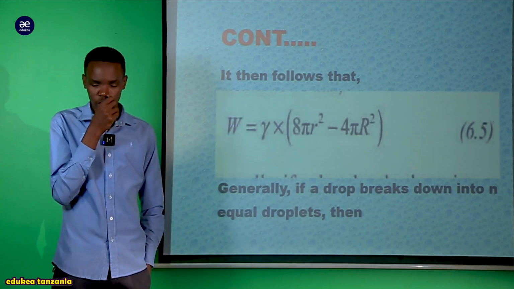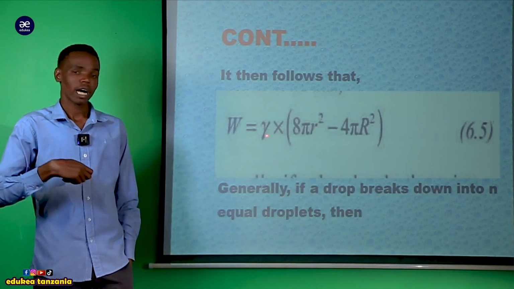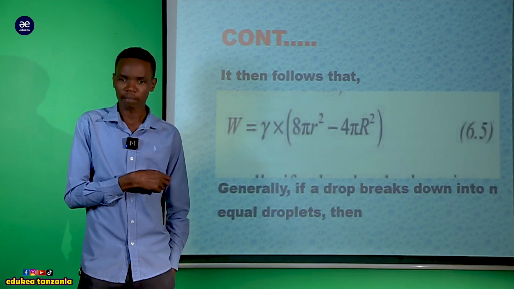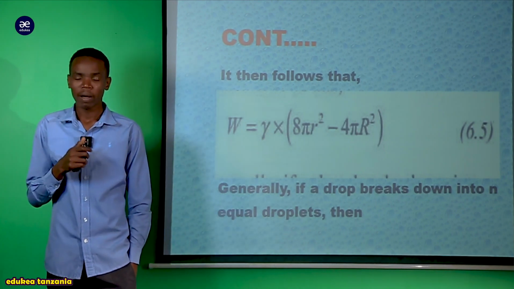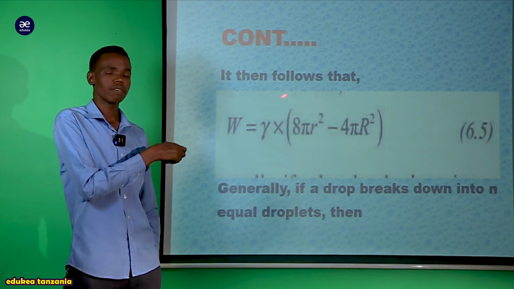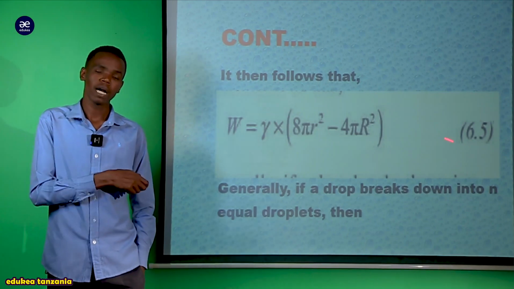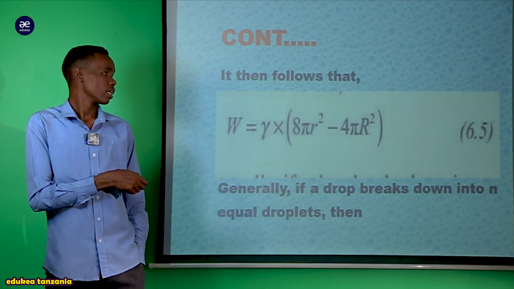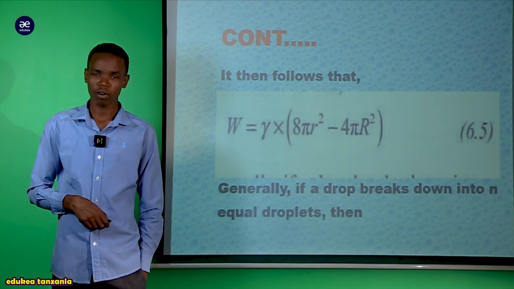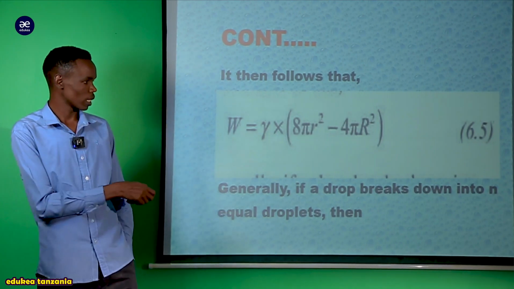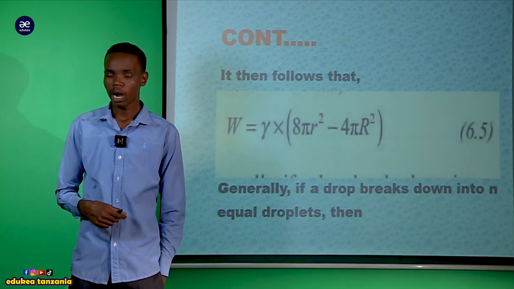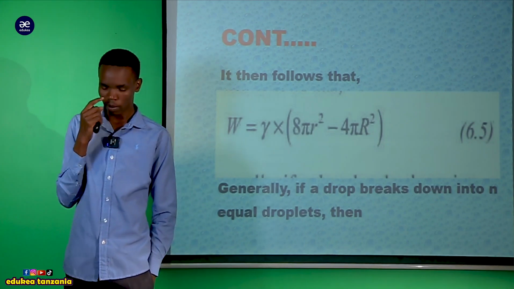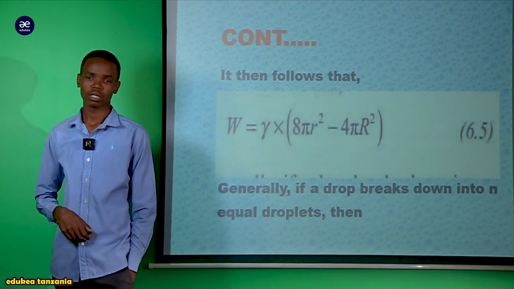Now finally we should conclude by saying that the work done or the surface energy must be equal to the surface tension multiplied by bracket 8 pi r square, then we minus 4 pi capital R square, and this will be our equation number 5 for our 6th topic here, as we see, my dear student.